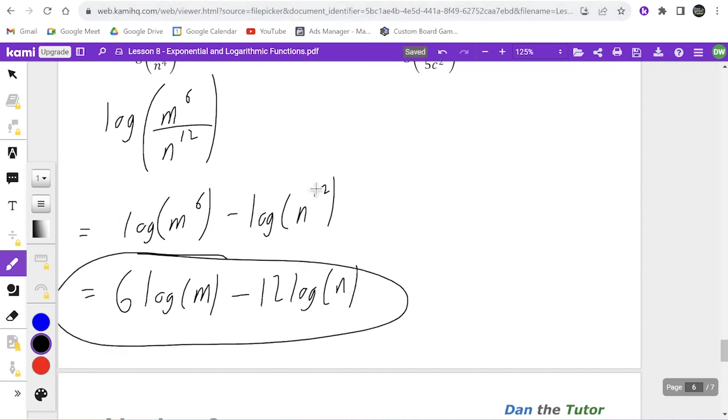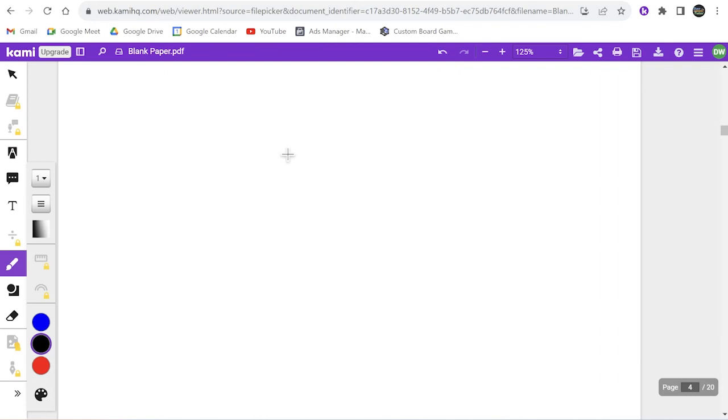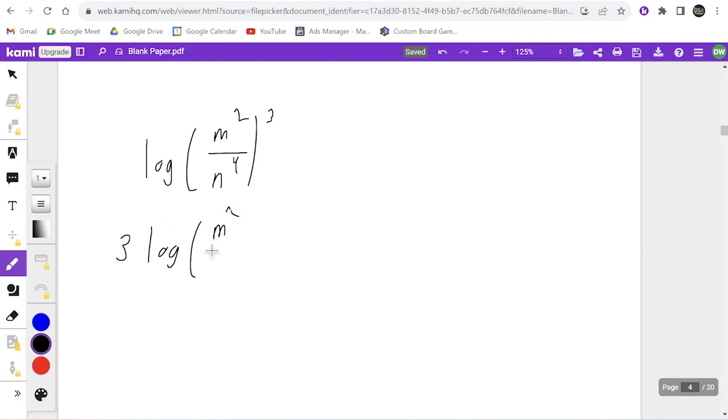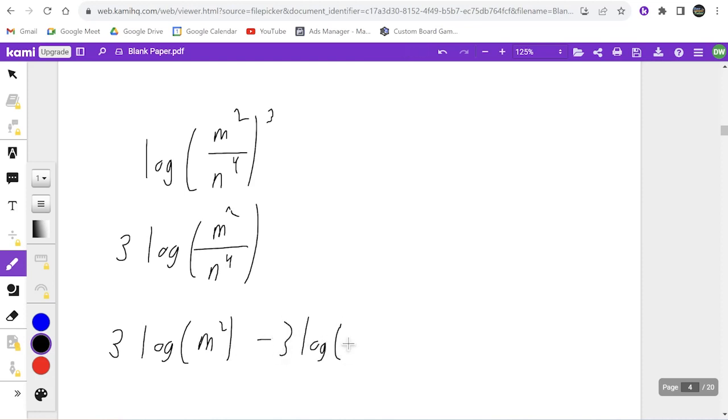And now that's one way you can get that answer. Of course, the other way, well, first I'll give you a second to write that down. And then, of course, the other way you can get this answer is by saying, hey, I have that third power right there. Can I bring that out in front? Yes, you can. You can rewrite this as 3 log of m squared over n to the 4th. But then you still got to use division property. You got to subtract them. So it's going to be 3 log of m squared minus 3 log of n to the 4th.